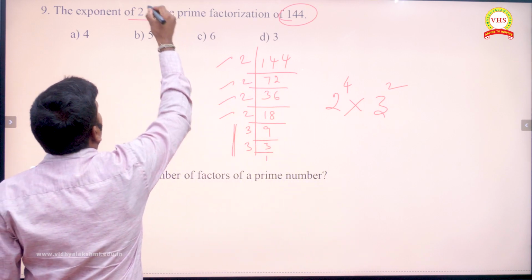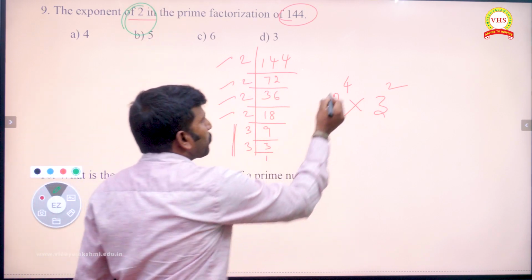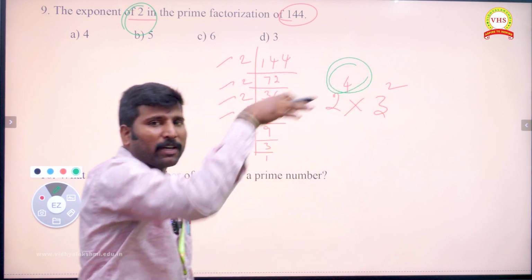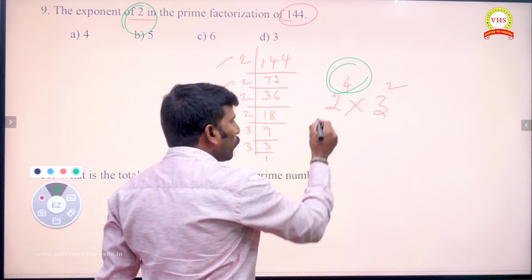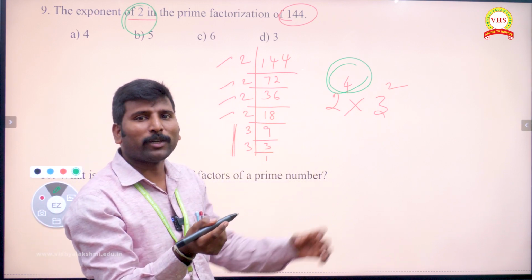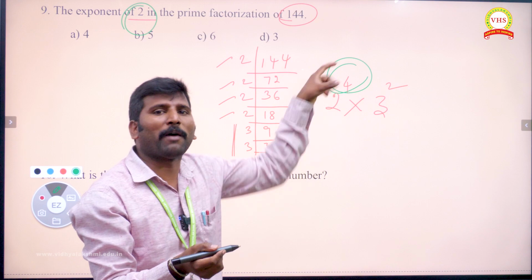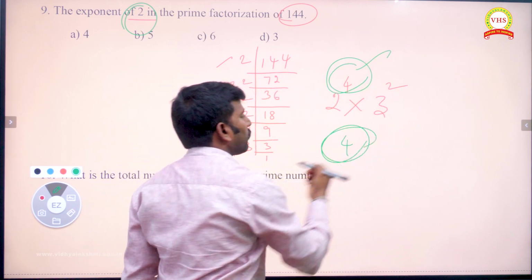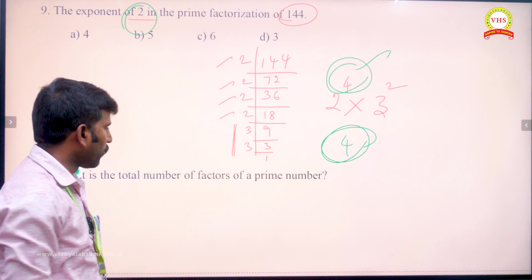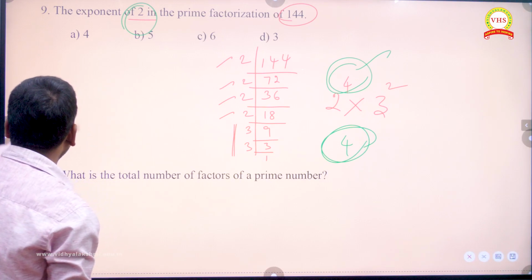What they asked is the exponent of 2. Exponent means power. What is the power of 2? 2 power 4. So 4 is your answer. Don't say 2 power 4. What is the exponent of 2? The value of the power is 4. So 4 is the required answer. Do you understand? Right. Next we go to question number 10.